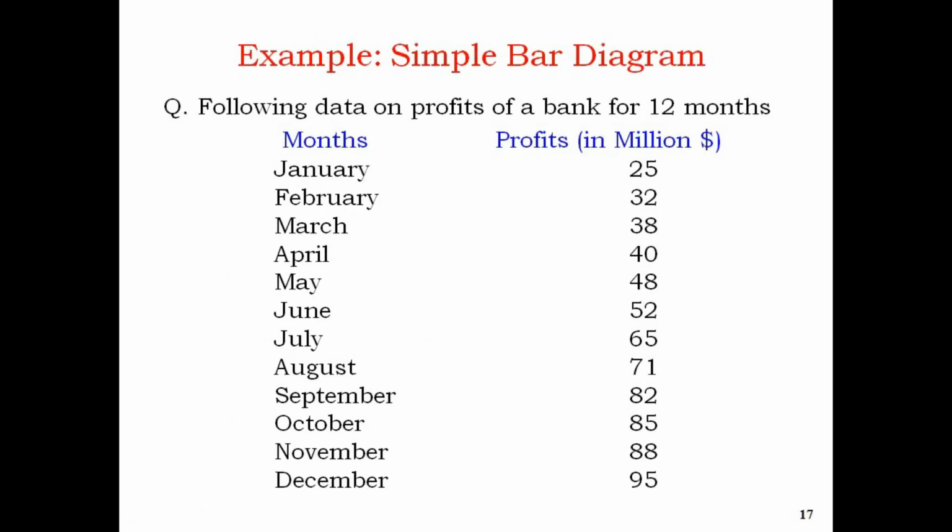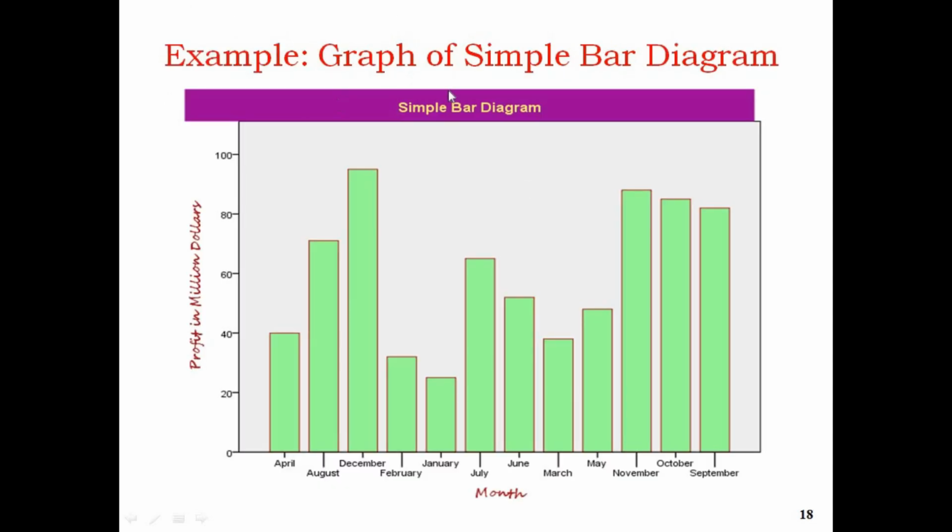Here I have considered one example: data on profits of a bank for 12 months, given from January up to December, with profits in $1 million. This I have already drawn in SPSS. For the simple bar diagram, on the x-axis are the months, and on the y-axis the profits in $1 million. How can we draw this simple bar diagram in SPSS?